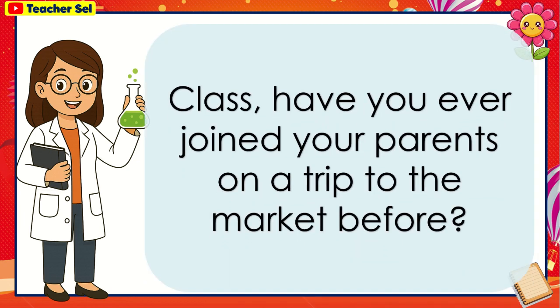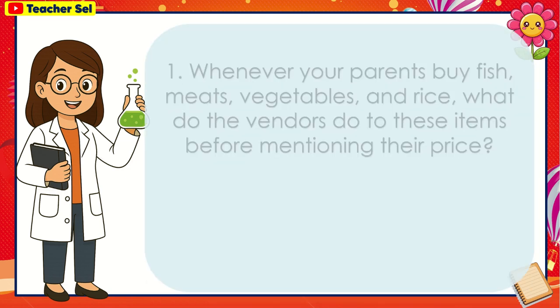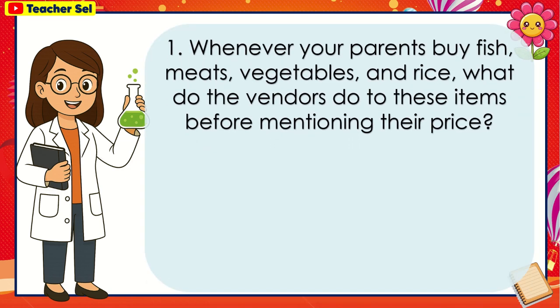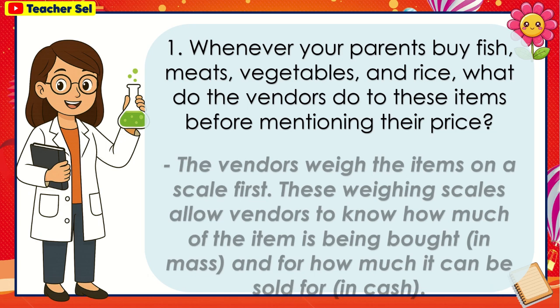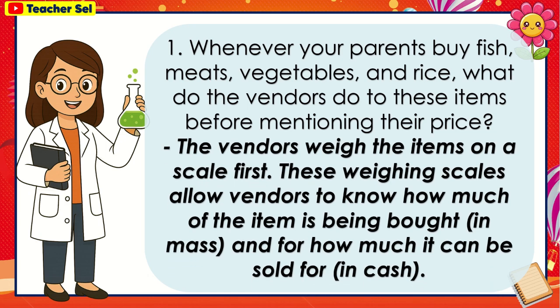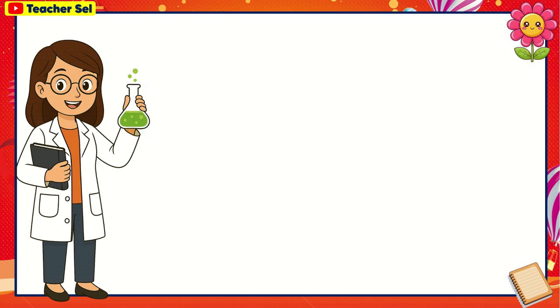Class, have you ever joined your parents on a trip to the market before? Whenever your parents buy fish, meats, vegetables, and rice, what do the vendors do to these items before mentioning their price? The vendors weigh the items on a scale first. These weighing scales allow vendors to know how much of the item is being bought in mass and for how much it can be sold for in cash.